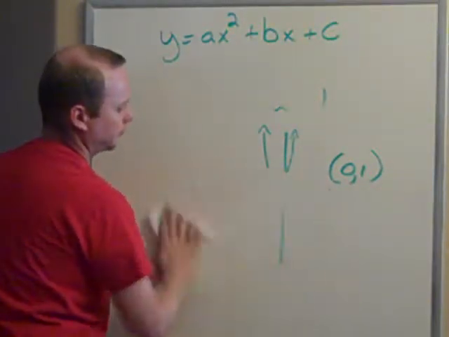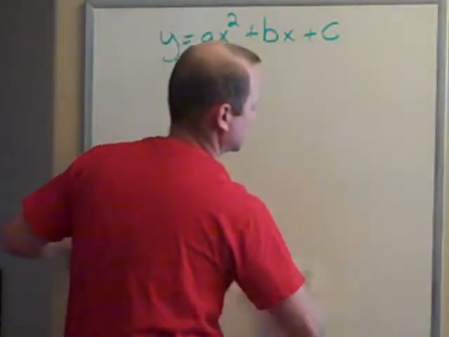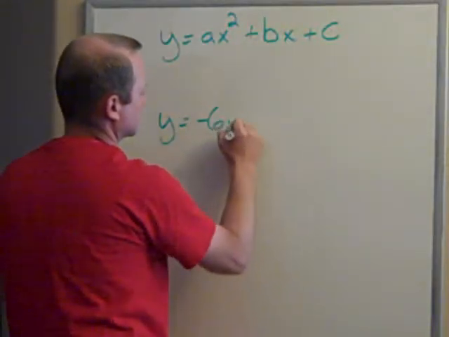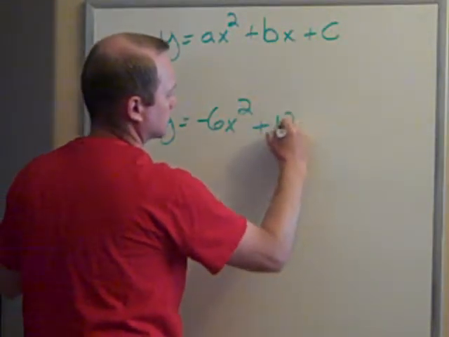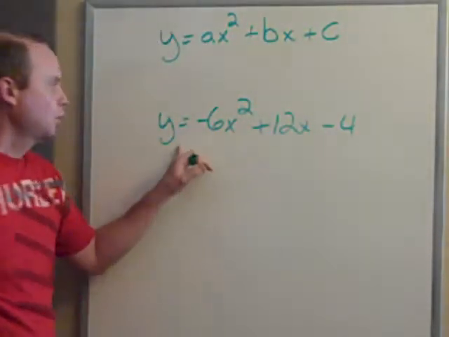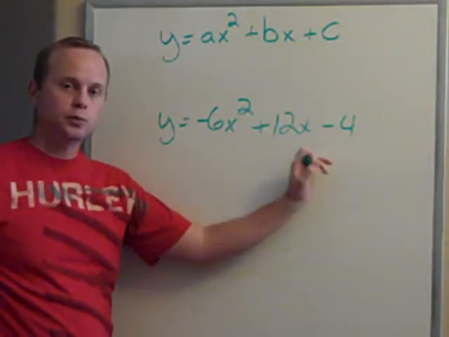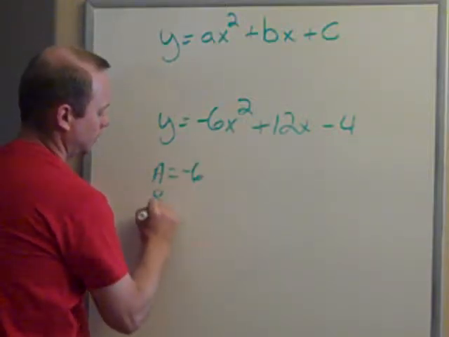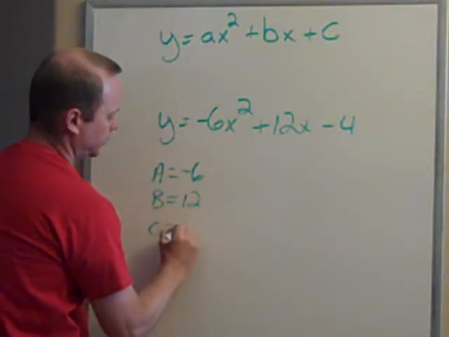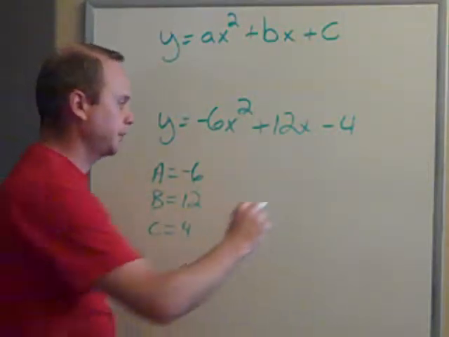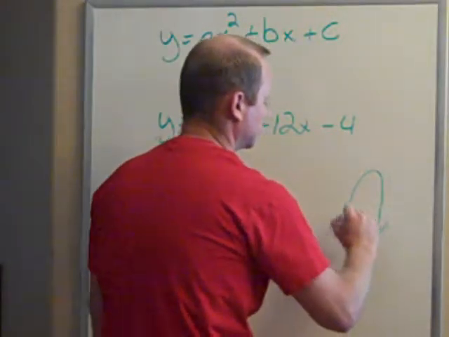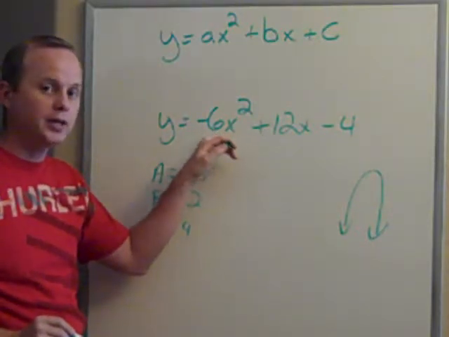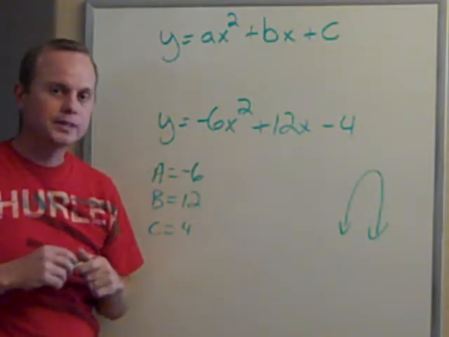So if we wrote another one up here, y equals negative 6x squared plus 12x minus 4. Our a in this case would be negative 6, our b would be 12, and our c would be negative 4. First of all, we know that this one is going to be an upside-down parabola because it's a frowny face, because it's a negative on my a. So if a is negative, it opens down.